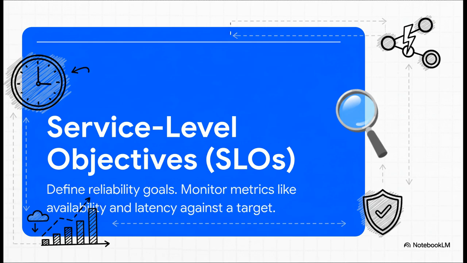This is about moving past just waiting for an alert when something is on fire. Instead, you get proactive. You define what good actually looks like for your service, like, say, 99.5% availability, and then you're constantly measuring how you're doing against that goal. It's a total shift from reactive firefighting to proactively protecting your reliability.